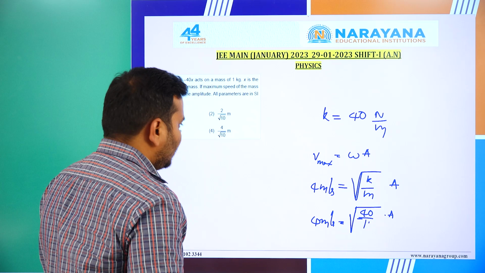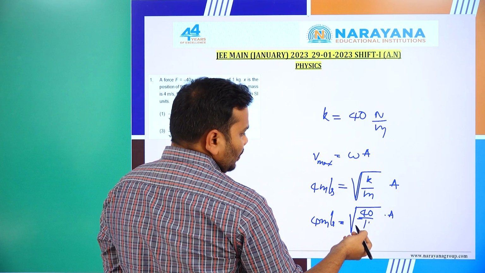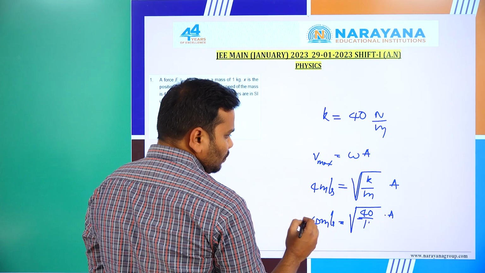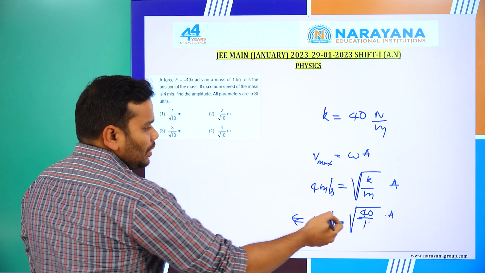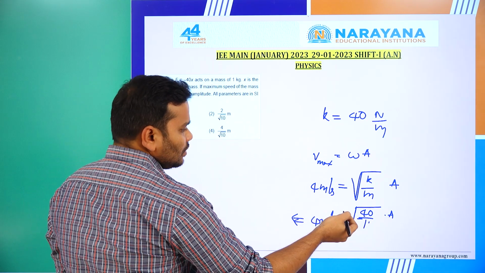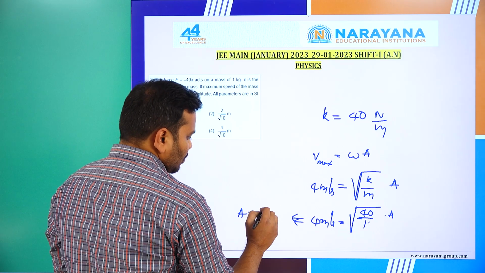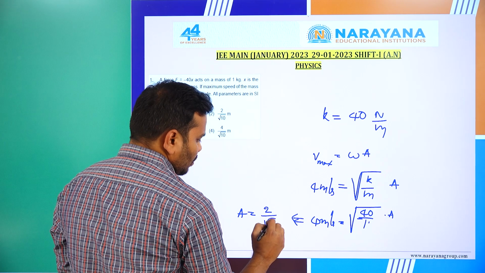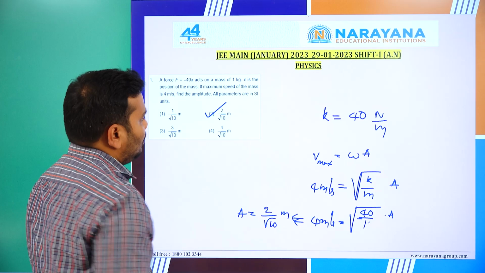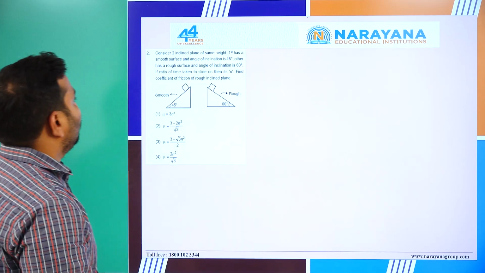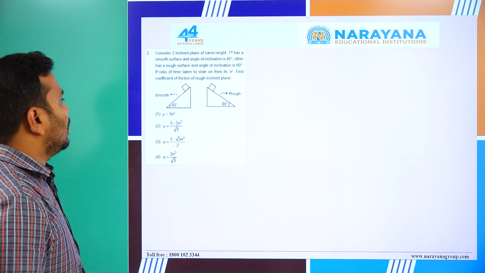After simplifying this, we will get under root 40, that is 4 tens, and this will become A equal to 2 by root 10 meters. Next, the second question is again a straightforward question.